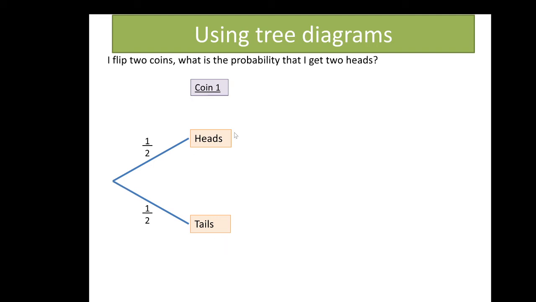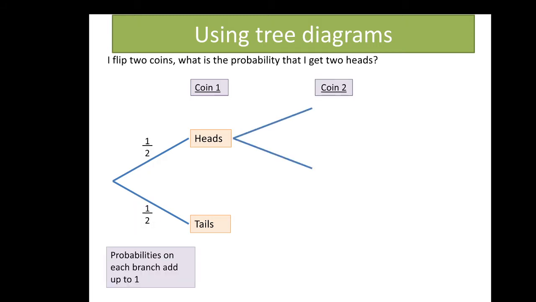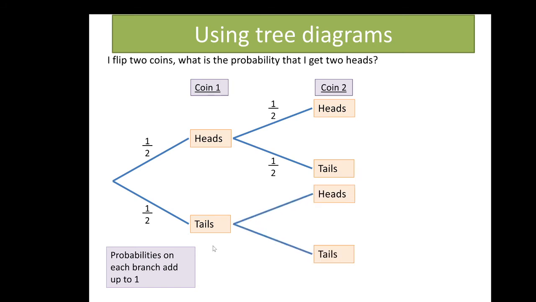So we're going to go into the heads world first. So I got a heads on the first one. Probabilities add up to 1. My second event, I could get a heads or a tails on the second coin. Again, a half and a half. And that's my only options if I got a heads on the first one. But I could have got a tails on my first one. So if we go back into the world where we've got a tails on the first one, I could get a heads or a tails for my second coin, and the probabilities are still a half and a half.